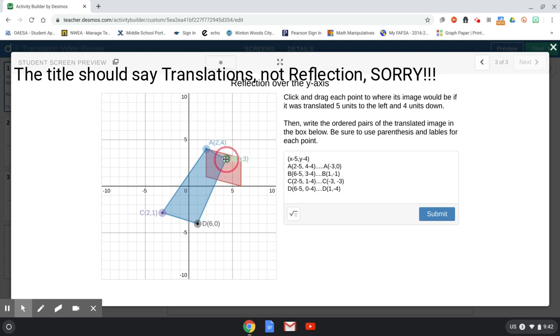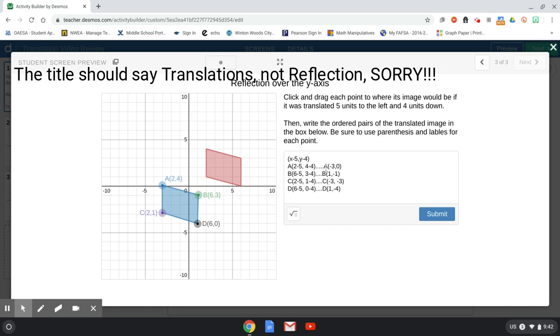B, 1, 2, 3, 4, 5, 1, 2, 3, 4 down. And then A, 1, 2, 3, 4, 5, 1, 2, 3, 4. So I should still have a parallelogram. I do. It did not change sizes. It didn't get bigger, didn't get smaller. It just slid down to a new spot.